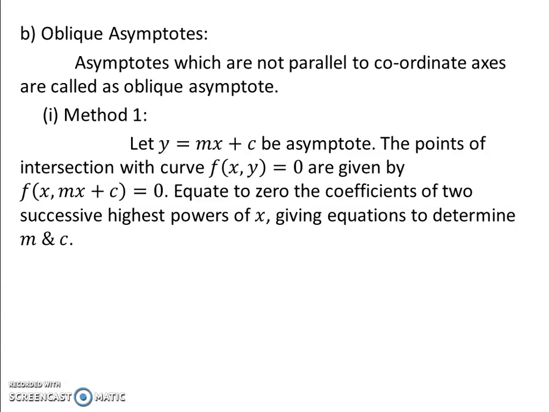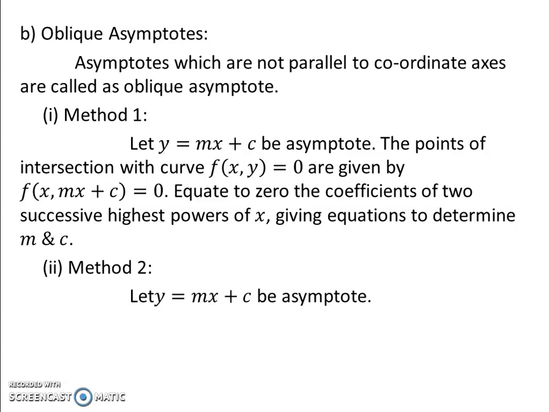So if the oblique asymptote is there, that is an asymptote which is not parallel to a coordinate axis, these asymptotes can be found by two methods. The first method: y equal to mx plus c. This method can be used if the point of intersection of y equal to mx plus c with the curve is given by f of x comma mx plus c. Simplifying this, we equate the coefficients of two successive highest powers of x, and giving these equations, we solve them to determine the values of m and c. Replacing in the equation, we get the equation of the oblique asymptote.